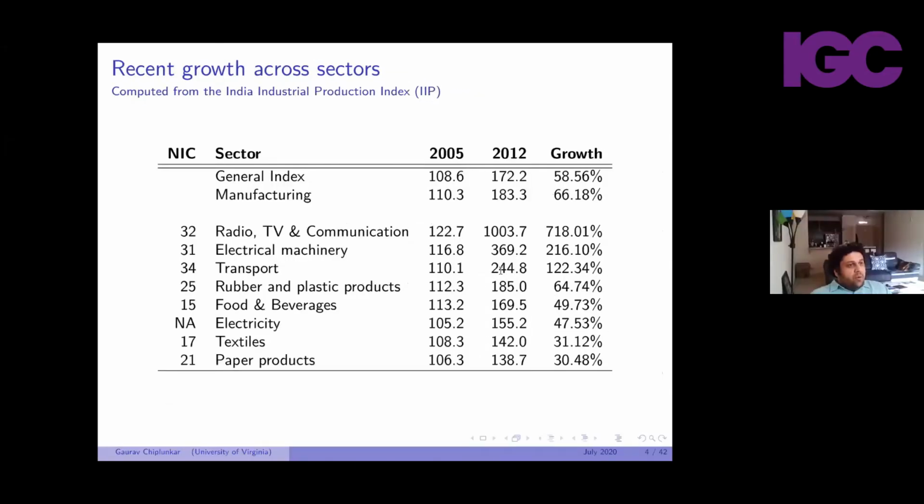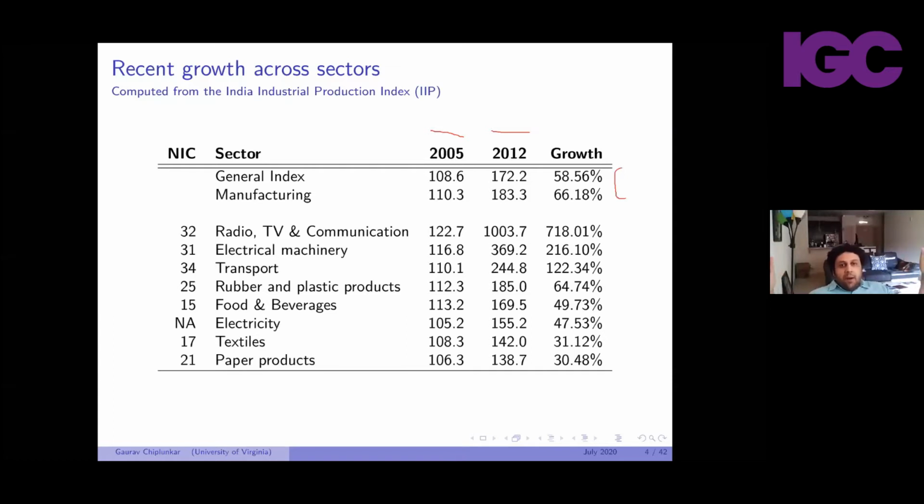So basically what this is showing is just between the last two most recent economic censuses, in 2005 and 2012, what has been the growth across different sectors? The point here is basically to show that some sectors have grown enormously, some sectors have not grown as much. For example, the general index has grown by about 60%, give or take. So on average, industry has grown. Unfortunately, the latest data we have is 2012, so to update it we'll have to wait for the next economic census to come out.